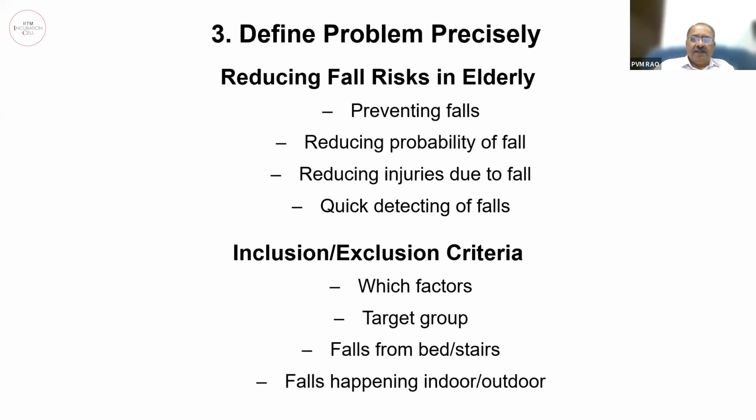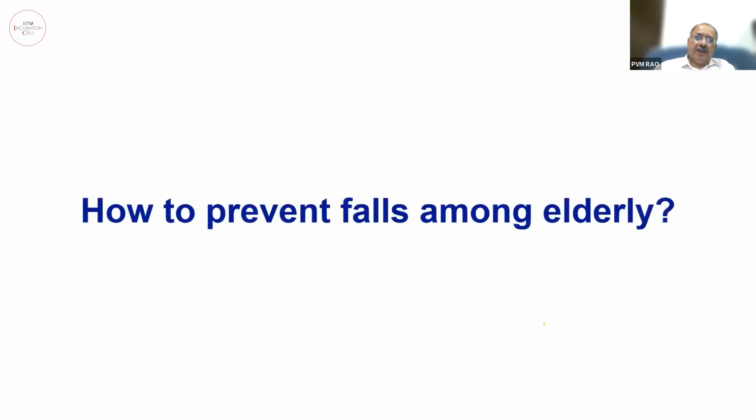When I start with a problem like reducing fall risks in elderly, I'm thoroughly confused because the solution can take multiple directions. I'm not very clear about what I am trying to do. Okay, let's say all these things lead to a more specific problem: how to prevent falls among elderly. Okay, let me pause here and take a couple of questions, and then probably I'll come back.